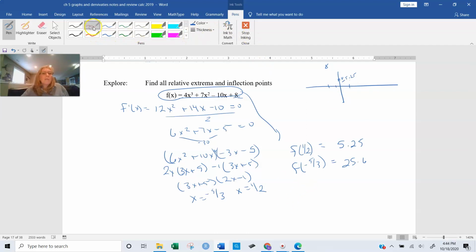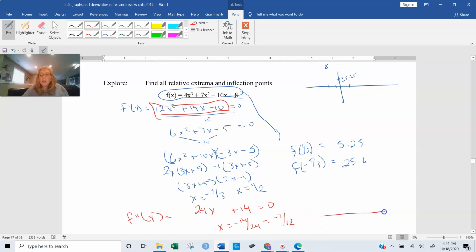So to find him, we do my double derivative. So we're taking the double derivative of this guy. So this is going to equal 24x plus 14. Set that equal to 0. You get x equals negative 14 over 24, which reduces to negative 7/12.